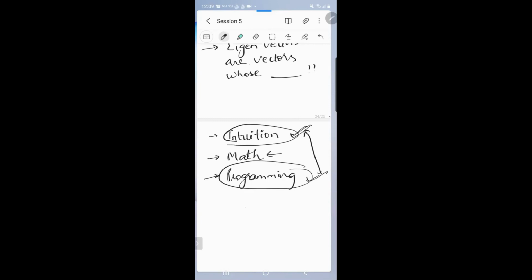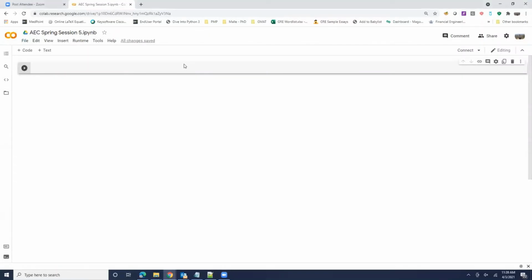Actually very commendable progress. So now let me show you the programming part of eigenvectors for today. As always, it's relatively straightforward because somebody else has done the programming for us.